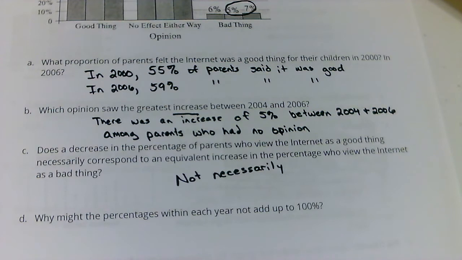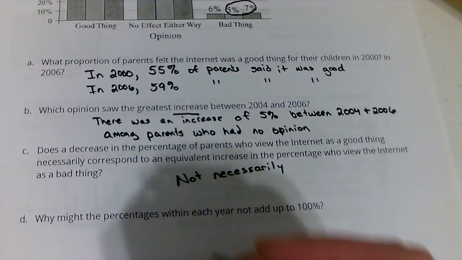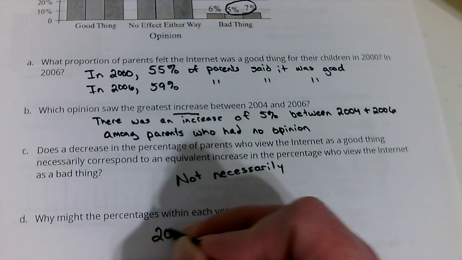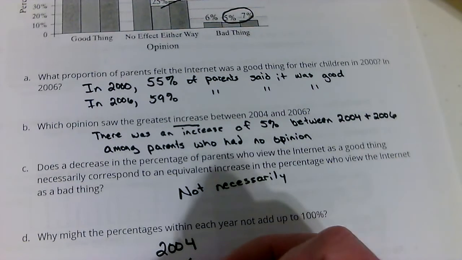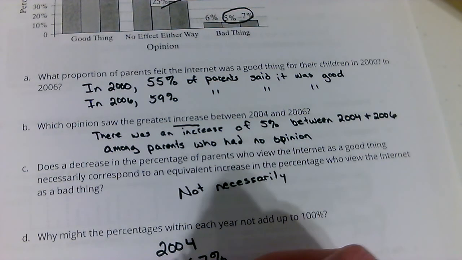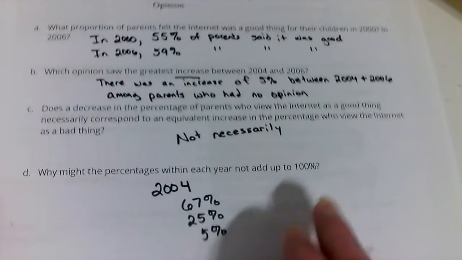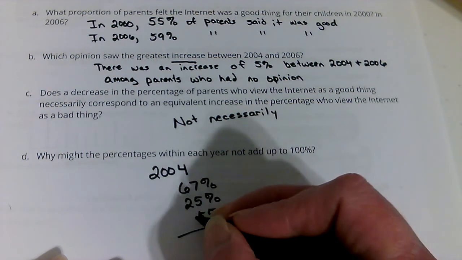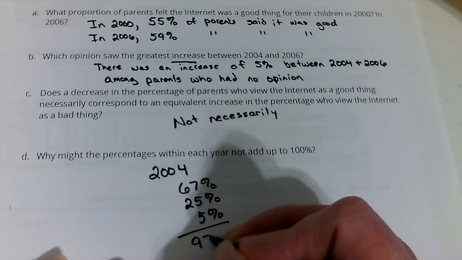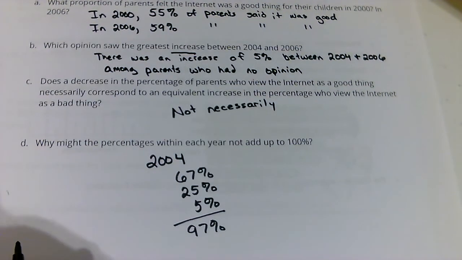Why might the percentages within each year not add up to 100%? So let's take, for example, the year 2004. The first bar was 67%. The next one was 25%. And the last one was 5%. If I add those together, that's 30 plus 67, that's 97%. Why are they not adding up to 100%? What happened to the other 3%?